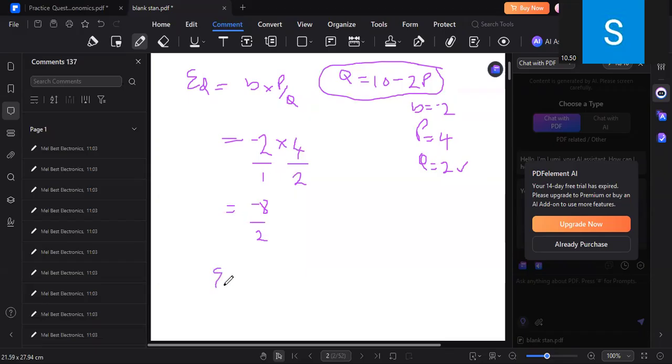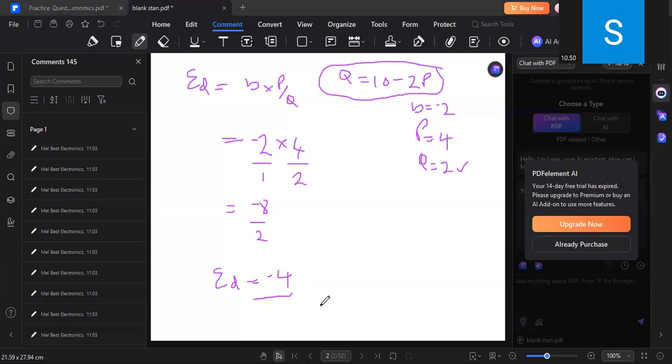So what is our elasticity of demand here? -4. What is your comment? Is it elastic or inelastic? Inelastic? Are you sure? Elastic. It's elastic, yes. It's more than 1. All right? Please don't make a mistake. Starting with 0 point something, that's when it is inelastic.